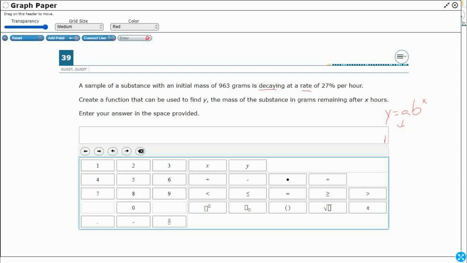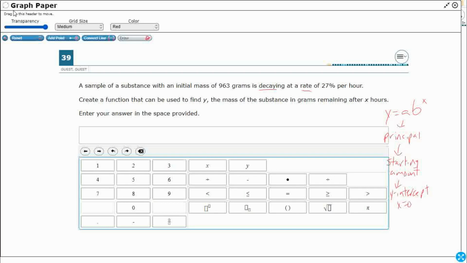Well, that a could be multiple things. If we're dealing with investment and compound interest, it's going to be your principal. Or you can just say it's your starting or initial amount. If we're dealing with a graph or a table, we can actually say it's the y-intercept. It is what happens when x equals 0.